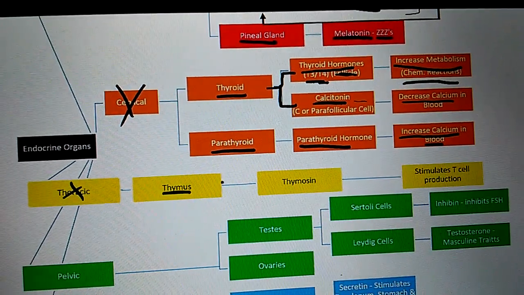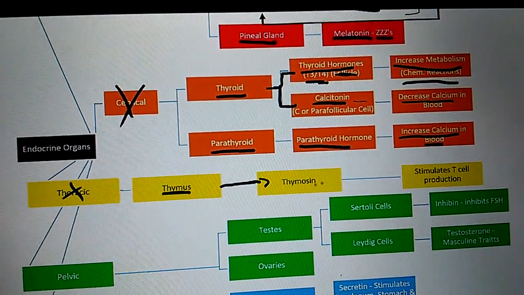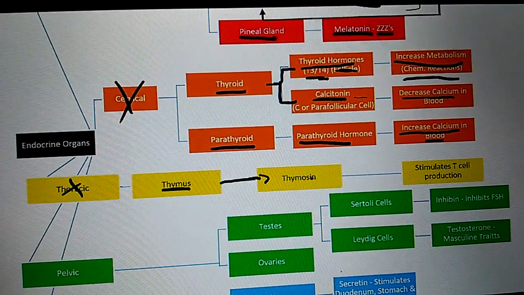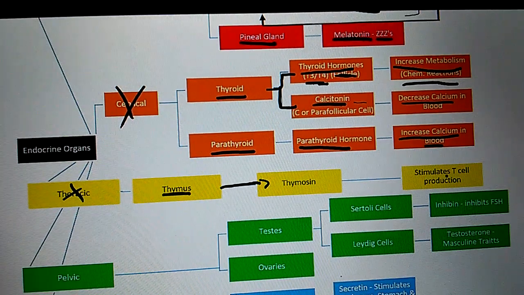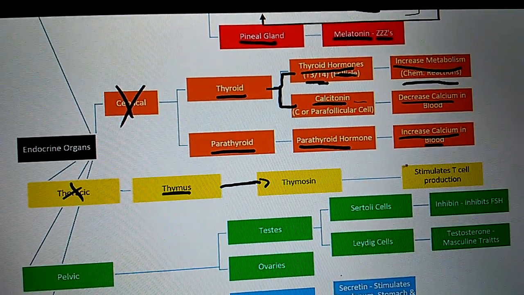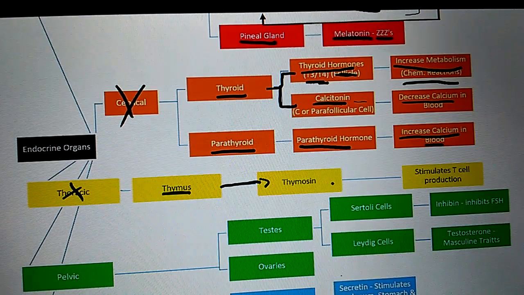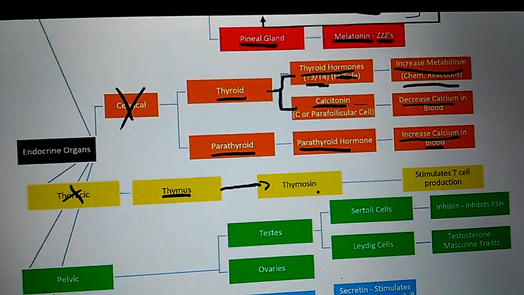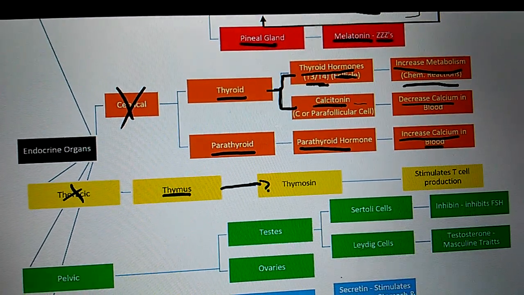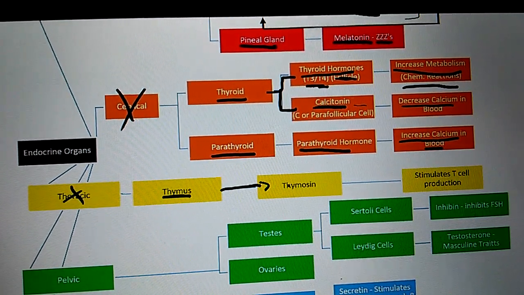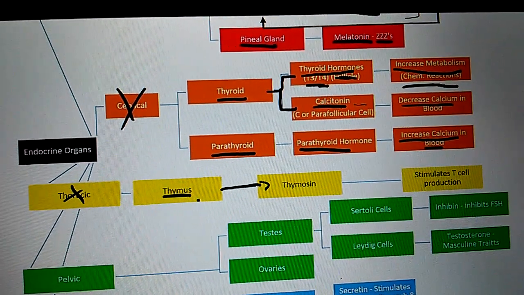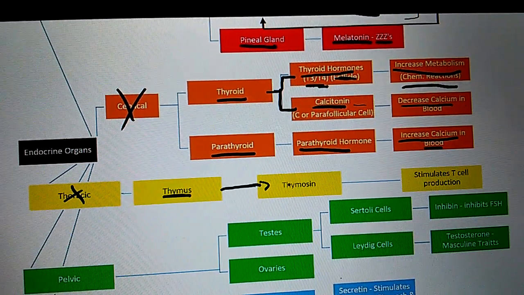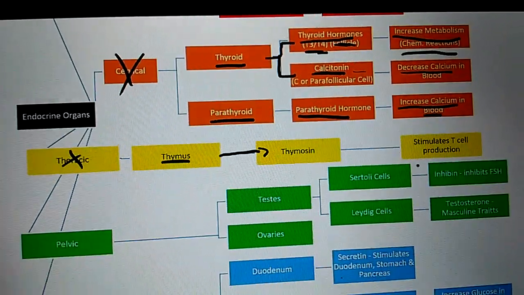Next, the thymus produces what hormone? Thymosin. What produces thymosin? The thymus. What is the function of thymosin? Stimulates T cell production. What hormone stimulates T cell production? Thymosin. What organ produces thymosin? Thymus. What does the thymus produce? Thymosin. What does thymosin stimulate? T cell production.